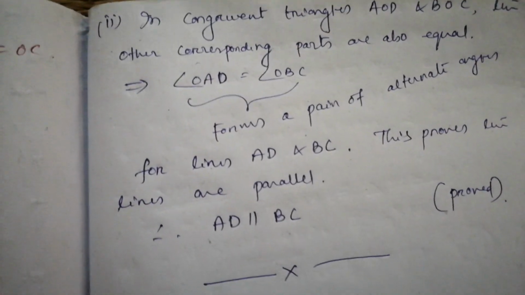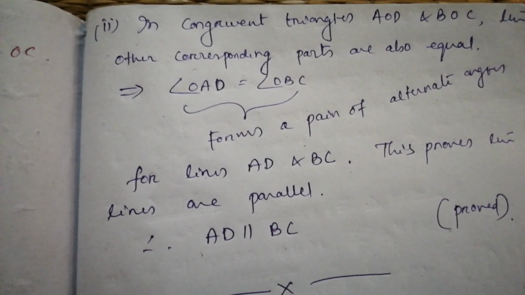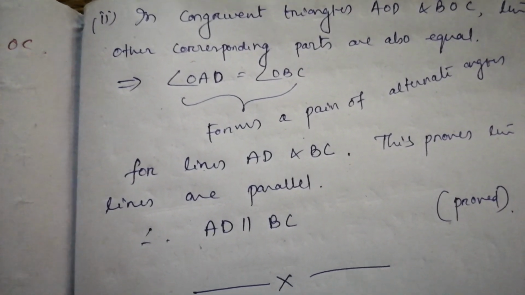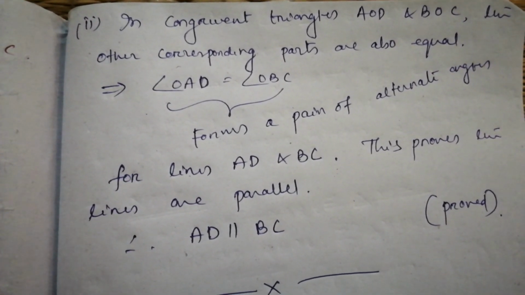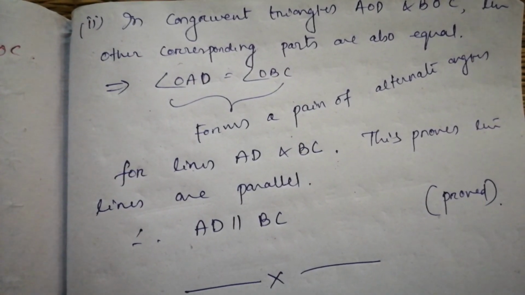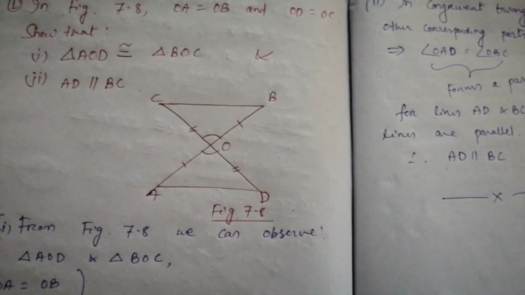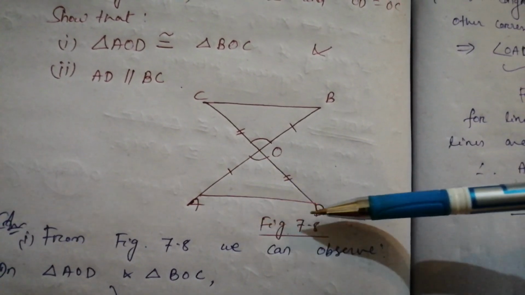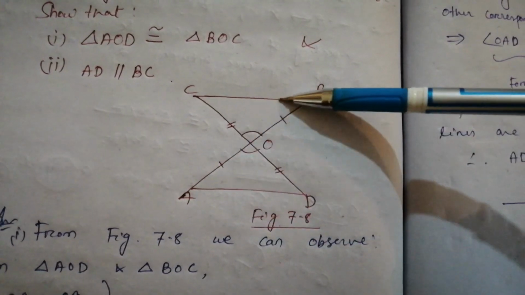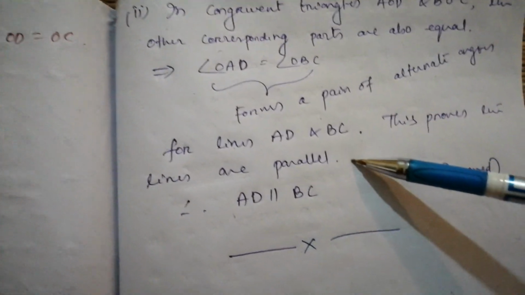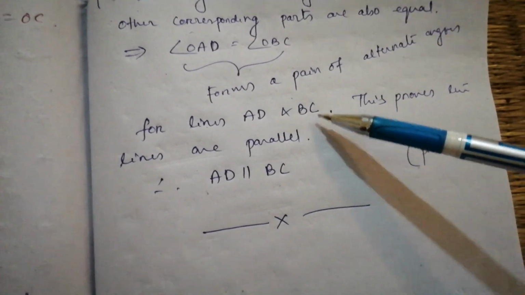Next we will go to bit 2. Because it is already proved that triangles AOD and BOC are congruent, in congruent triangles AOD and BOC, the other corresponding parts are also equal. That we also know. So we can write here angle OAD equal to angle OBC. Also these two angles form a pair of alternate angles for lines AD and BC.